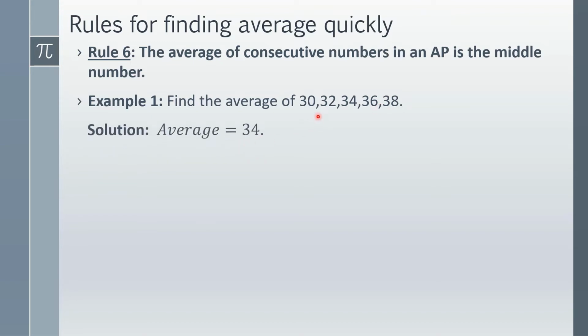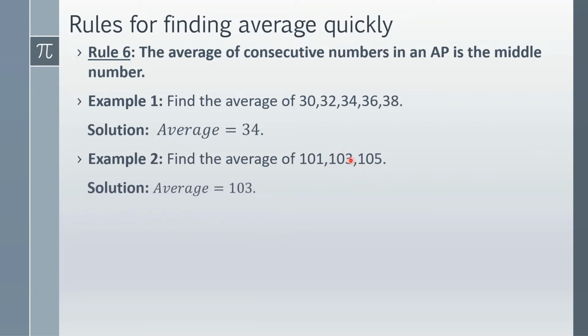We can use another result that we learned earlier. We can take the first number and the last number, add them together and divide by 2. You'll get the same average. But if the number of numbers are small and you can list all numbers, then this method is actually easier. Now, how can you find the average of 101, 103 and 105? Again, it will be the middle number. Here the middle number is 103, so that is going to be the average.